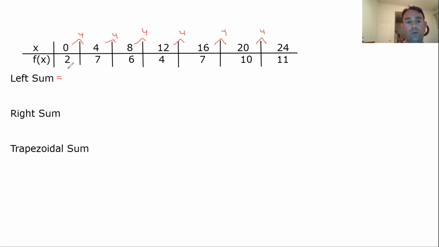We take all the left values: we have 4 times 2. And I made a big boo-boo, friends. I put equals. That needs to be an approximate. These are all approximates. 4 times 2, 4 times 7, 4 times 6, 4 times 4, 4 times 7, and 4 times 10.